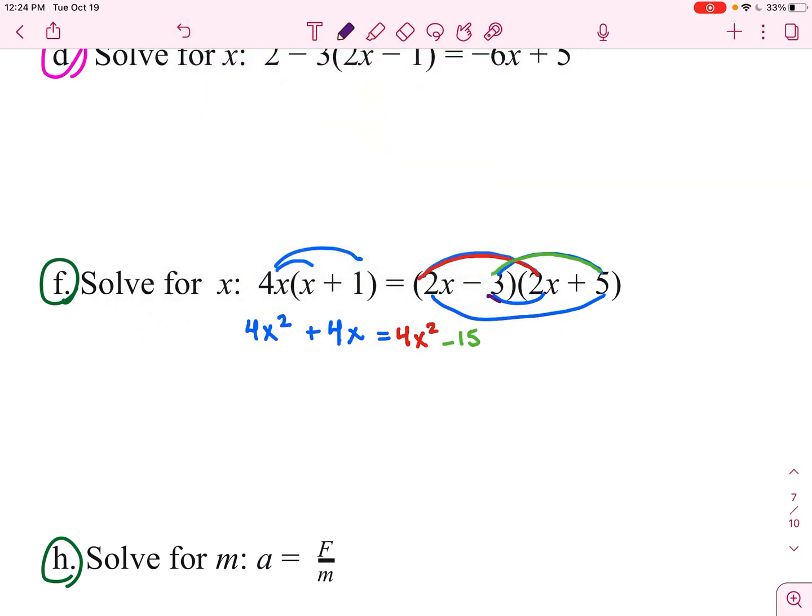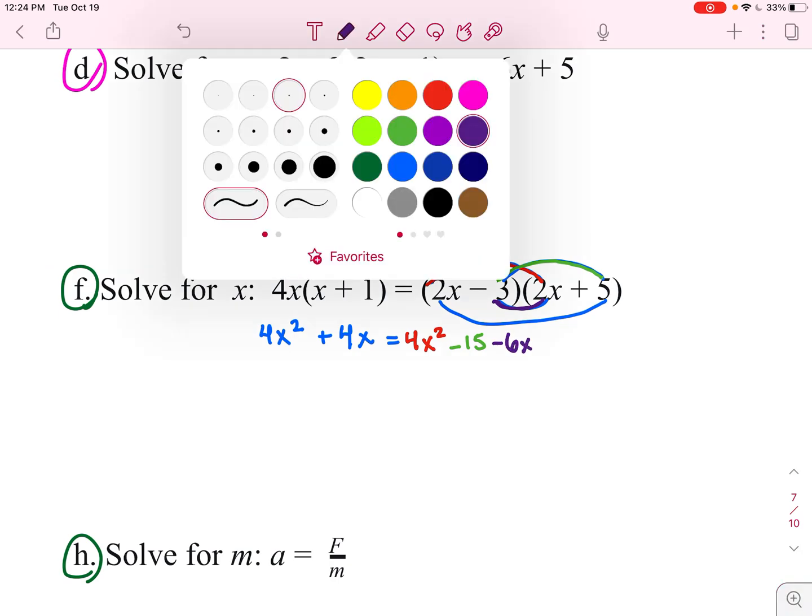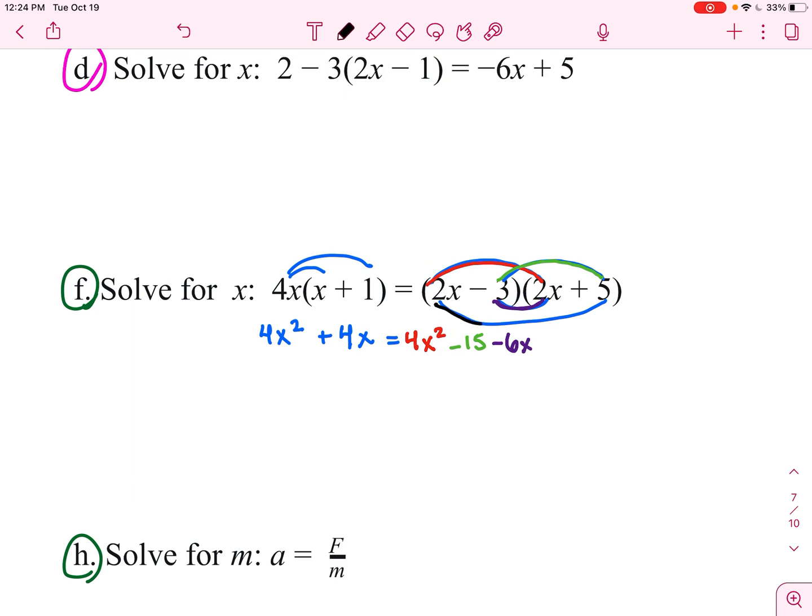What about if I go here? Negative 3 times 2x is a negative 6x. And then our very last one is 2x times 5, and that is 10x. Notice that I have a 4x squared on both sides of the equation, so I'm going to cross those out. And I'm solving for x. So I have 4x equals negative 15.